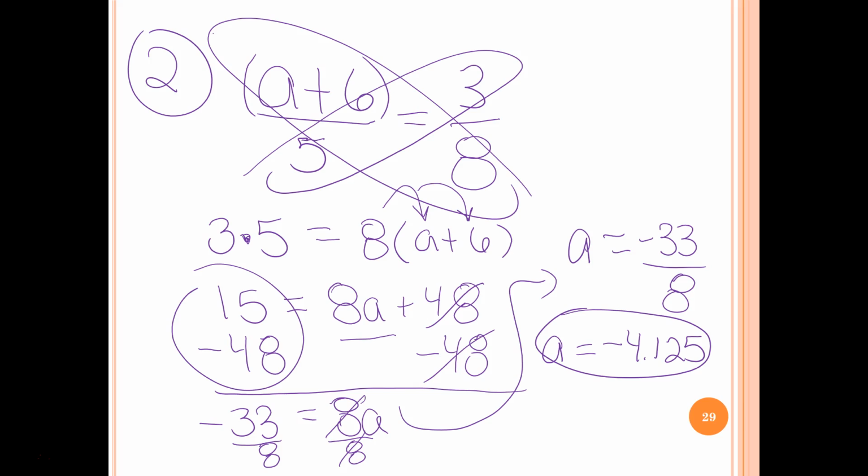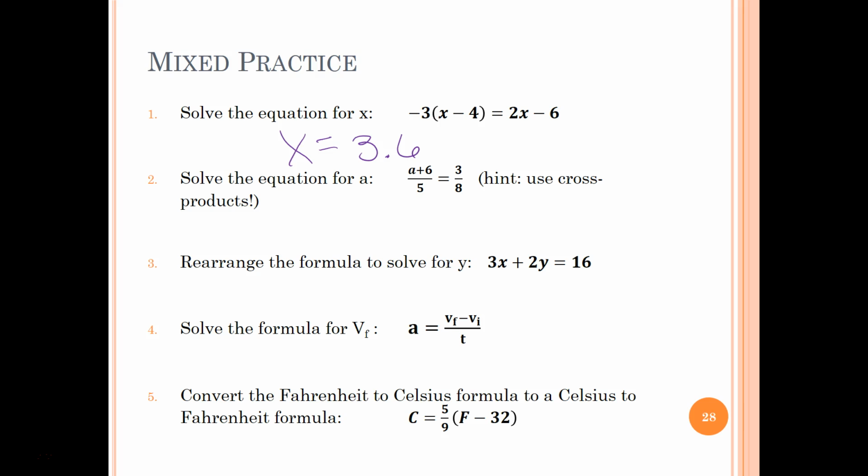If you take negative 4.125 and you add it to 6 and divide that sum by 5, it's actually going to work out to giving you the same answer as 3 divided by 8. So we're looking good here. All right, let's move on, and now let's talk a little bit about formulas.